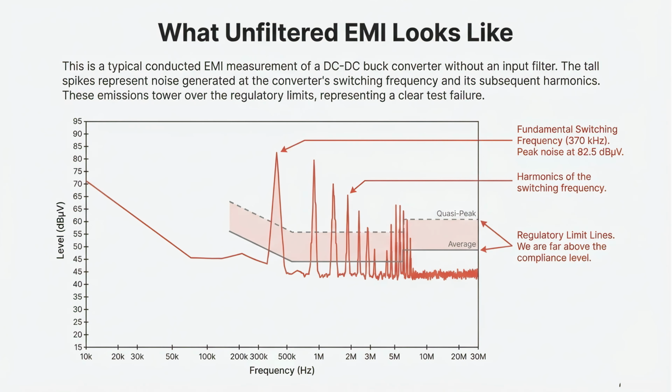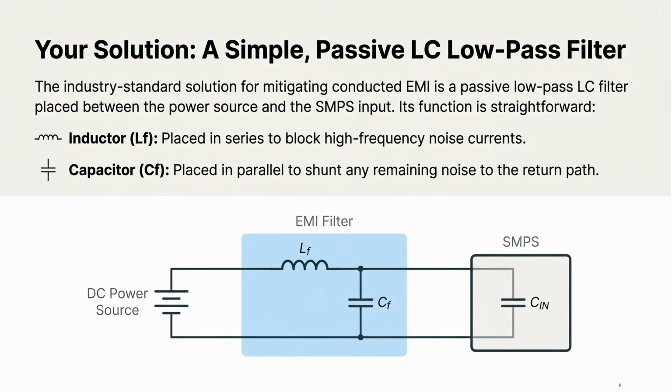This graph shows unfiltered EMI from a DC-DC buck converter. The tall spikes represent noise at the converter's switching frequency and its harmonics, which clearly exceed the regulatory limits, resulting in a test failure. The industry standard solution is a simple, passive LC low-pass filter.